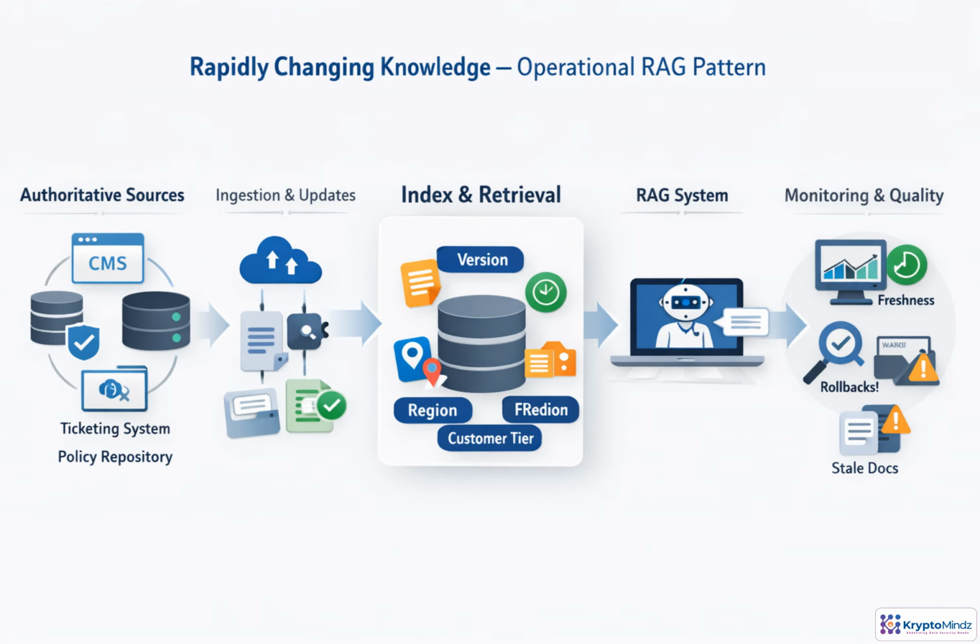For this pattern, RAG needs to behave like a production data pipeline. Start with authoritative systems, detect what changed, ingest it, and update the index incrementally. Metadata becomes essential: version, timestamp, region, customer tier, and product line. At query time, retrieval uses those tags to select the right chunks, not just similar chunks. Finally, monitor freshness, source usage, stale document rates, and support rollback when bad content gets published.